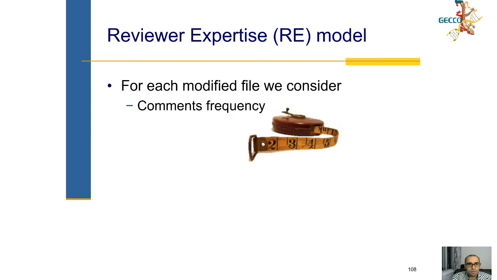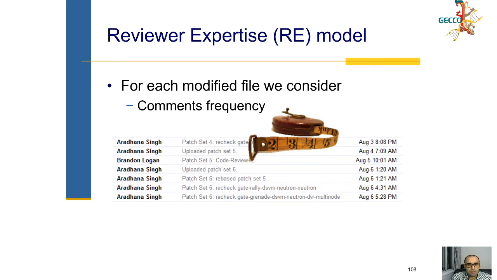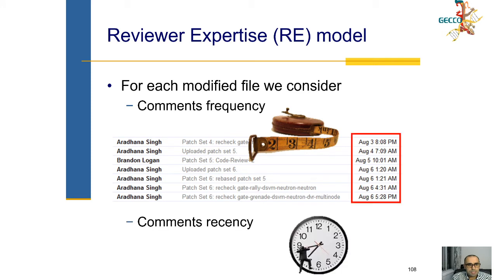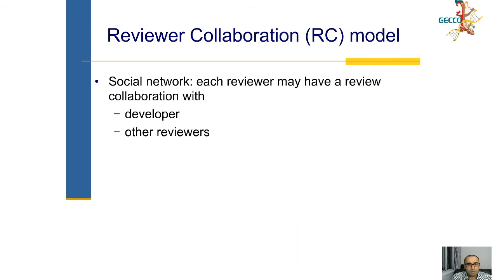As for the reviewer expertise, we are considering both the frequency and the recency of the expertise. For the expertise in terms of frequency, we count the number of comments a reviewer participated with. So the expertise of a developer is proportional to his number of comments on prior code reviews. We also consider the last time a review comment was submitted by the reviewer to similar files or to the same files. As for the reviewer collaboration model, we are considering the social network. Each reviewer may have a review collaboration with either other developers or other reviewers from the project.